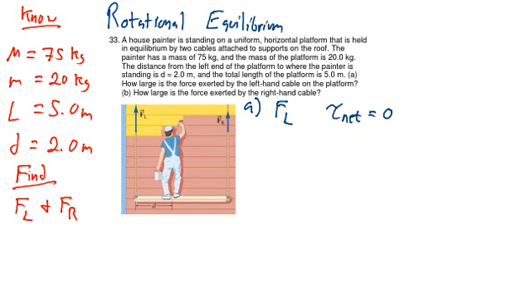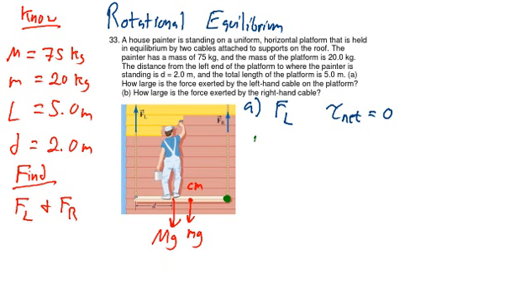Alright, so let's draw a force diagram for the painter. So we can already see the two forces in the ropes on the diagram. So let's add a weight of the painter and a weight of the platform itself that's located at its center of mass. And for part A of the problem, I would like to pick my pivot to be at the right-hand end, because then that will allow me to find the tension in the left-hand rope.